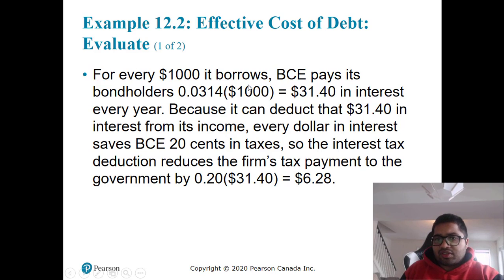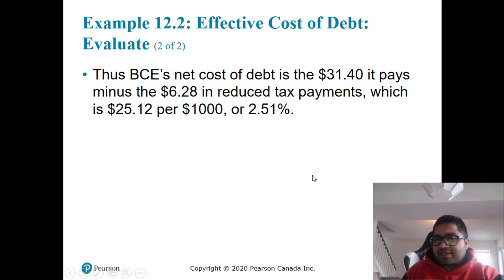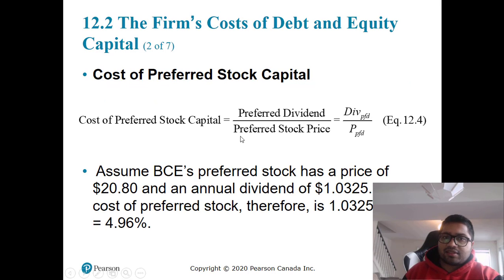So for every $1,000 it borrows, it pays bondholders $31.4 in interest. Because it can deduct that interest from its income, for every dollar it saves 20 cents in taxes. So it saves about $6 in taxes. So the effective cost is $25.12, or 2.51%. So why do we deduct taxes from debt? Because debt is a tax deductible expense.